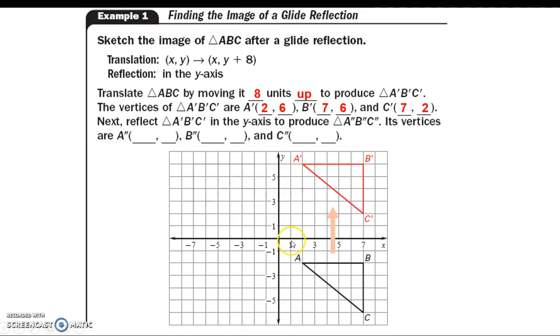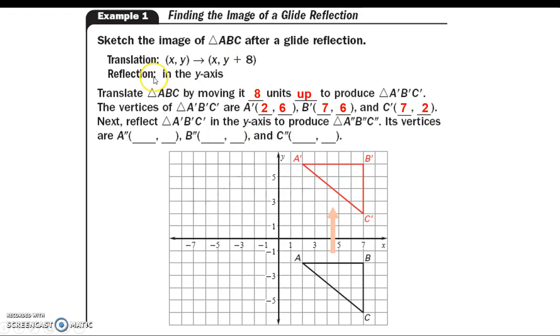So if you look at point A, the coordinates are (2, -2), and then -2 plus 8, so we're going to move it up 8, so they gave us (2, 6). So the x coordinate will stay the same, and we are adding 8 to the y coordinates.